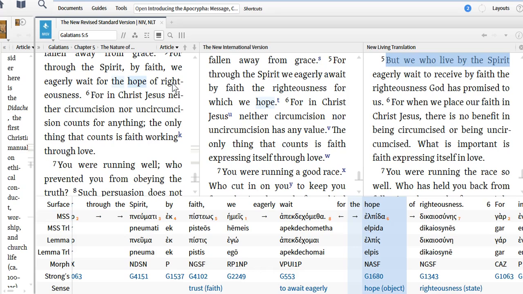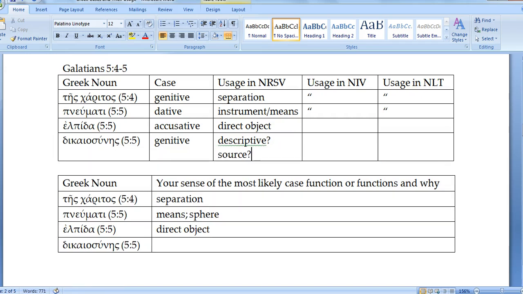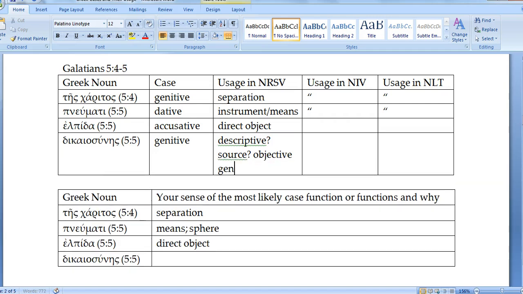which is in keeping with the NRSV's policy of being as wooden as possible, wooden being the typical word used to describe formal equivalent translation. So it really could be any one of a number of things. I should put question marks. Source, objective genitive.